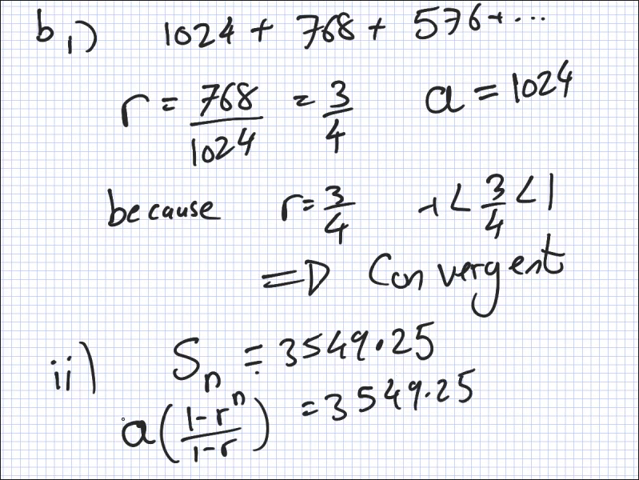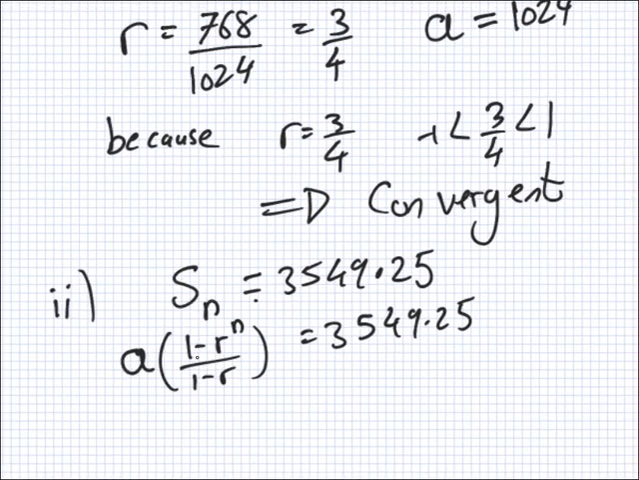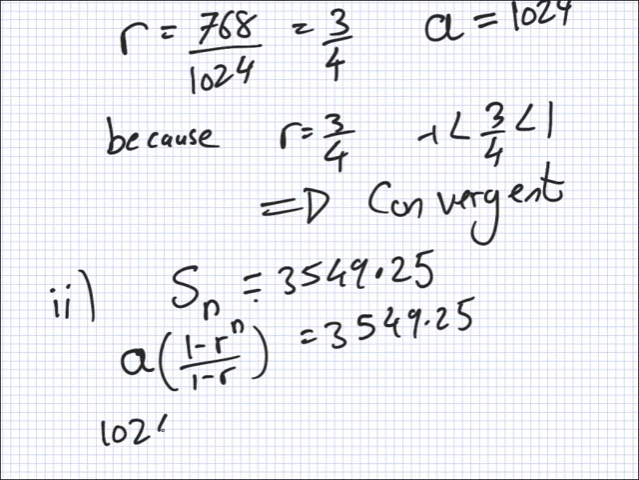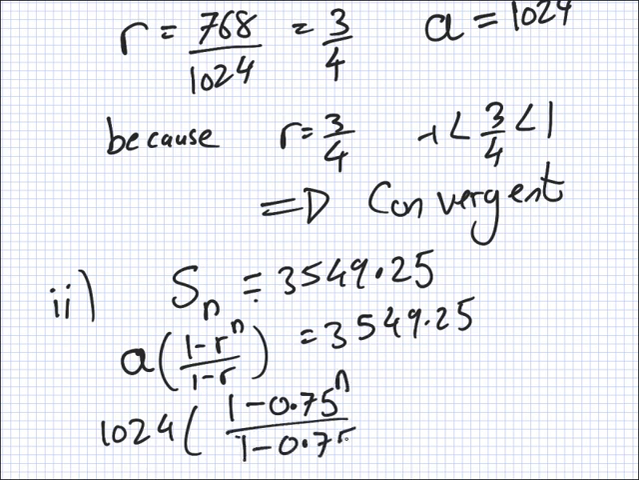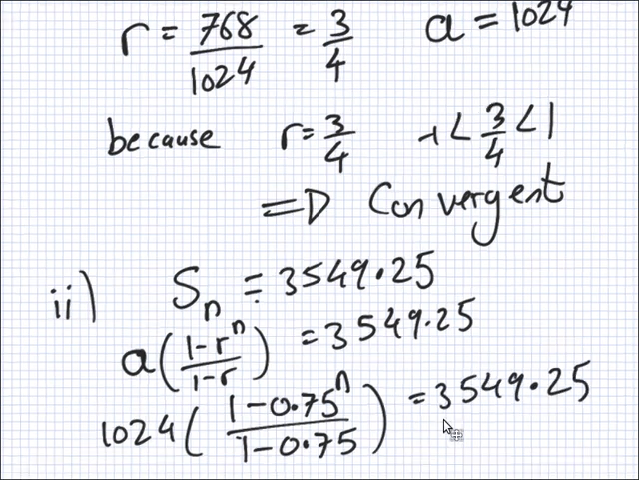Now we actually know some letters here. Do we know the A? We do. And what else do we know? R. So the A is 1024. We said the R is 0.75, didn't we? I'll write it as 0.75 so I'm not writing the fraction. So 1024 times 1 minus 0.75 to the power n, over 1 minus 0.75, equals 3549.25.